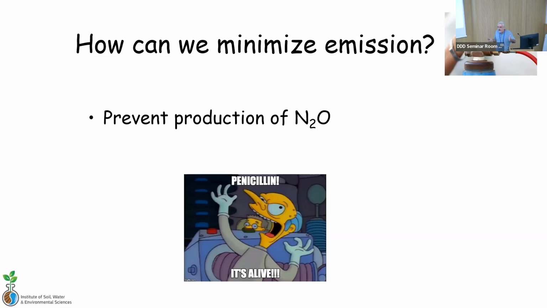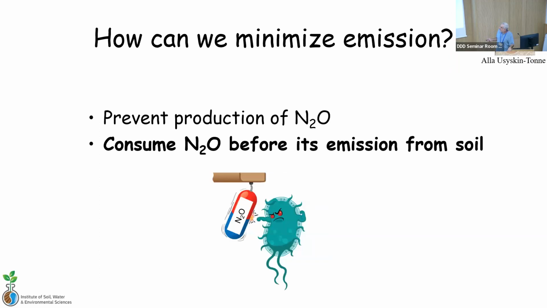And if you kill 99.99% in soil, where we have 10 to the 5 different species per gram, what does it do? Someone will come up and take over and do the same story over again. So killing them all will not work. And the next thing is to consume nitrous oxide before it's emitted from the soil.